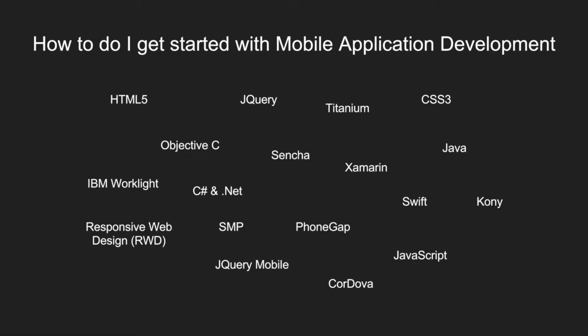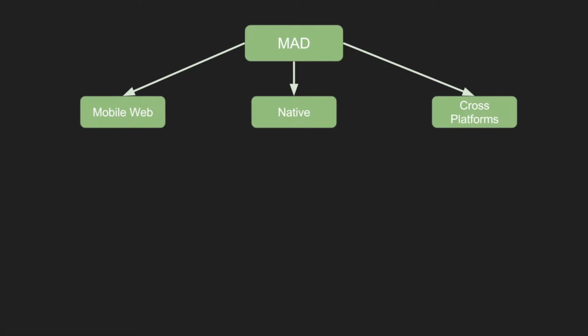It is to solve this particular confusion that I am going to take you through this small video. Mobile application development, MAD, can mainly be done in three ways: mobile web, native, and cross platform. If you are using HTML5, CSS3, JavaScript, jQuery Mobile, Sencha, and responsive web design purely and rendering them in the web browser, then the methodology you are following is mobile web.